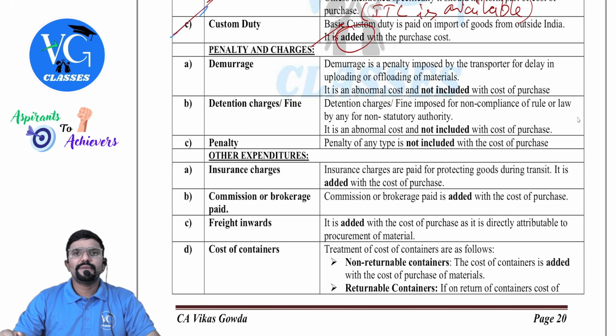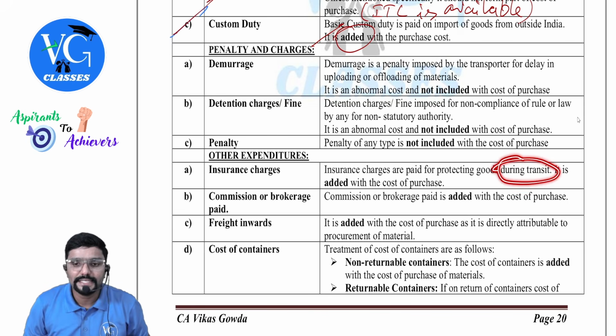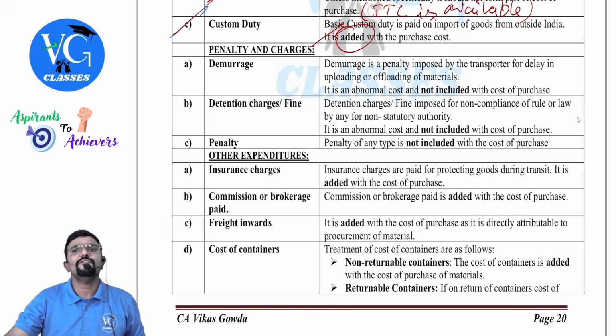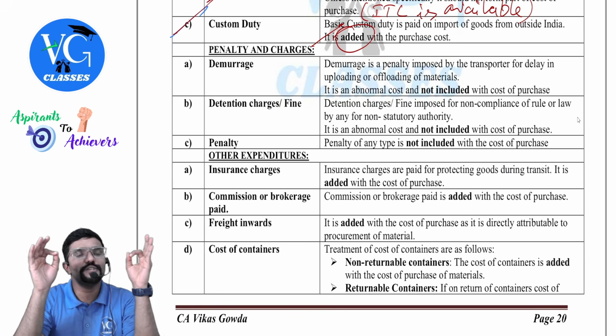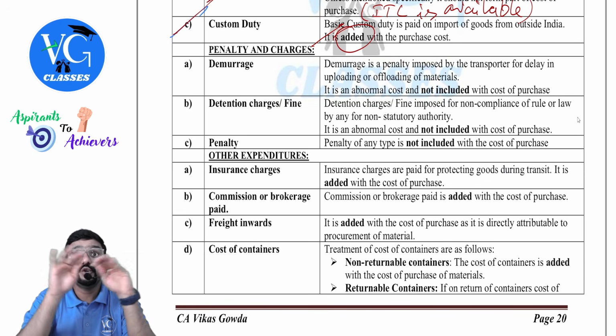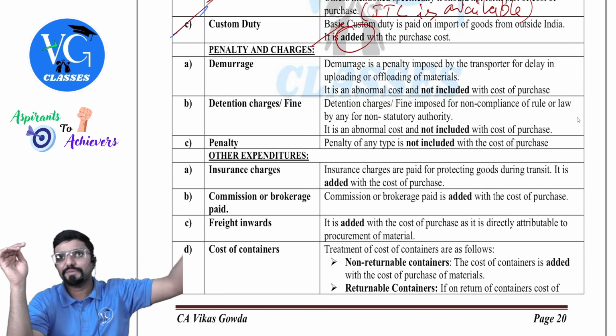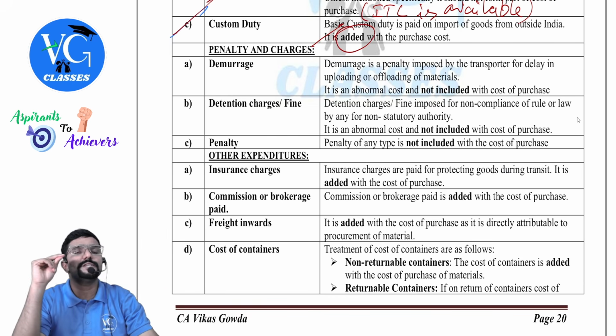Next, other expenditures. Insurance charges. Insurance charges are paid for protecting the goods during transit. It is added with the cost of purchase. Guys, if an insurance policy is taken during transit, that is from the supplier's place to my place, whatever insurance premium I have paid, I have to add.